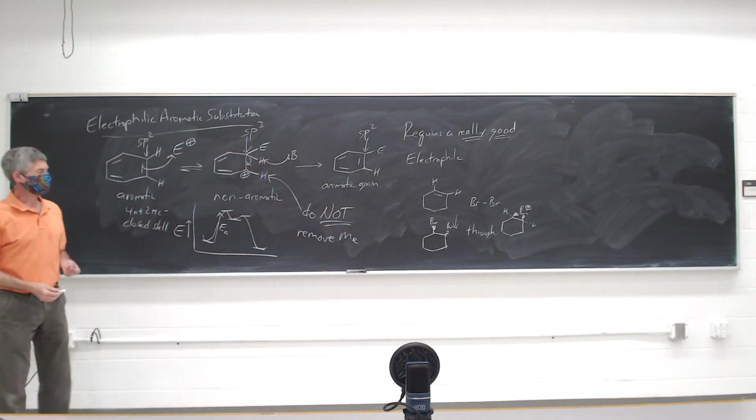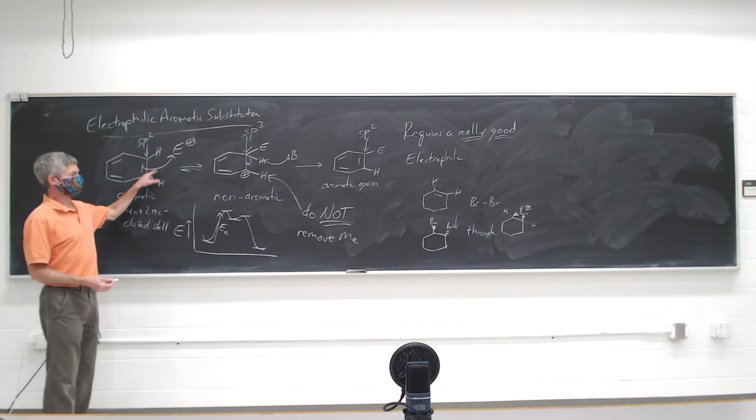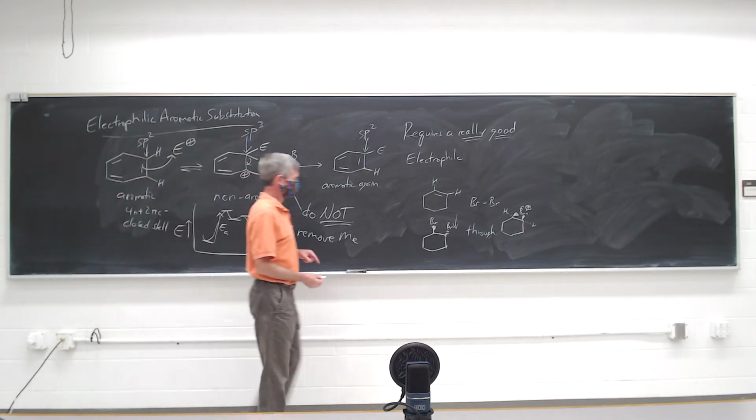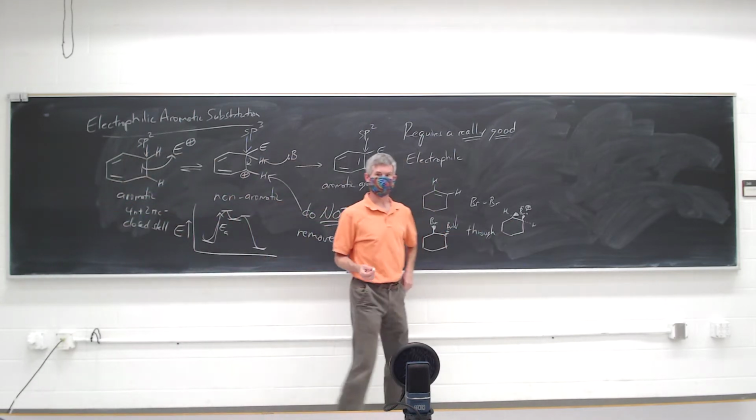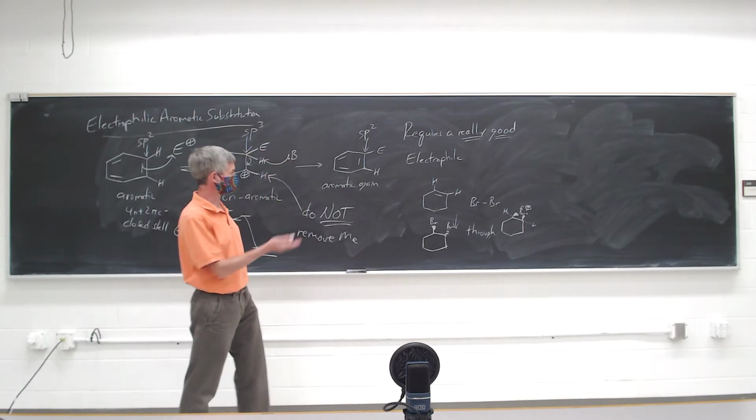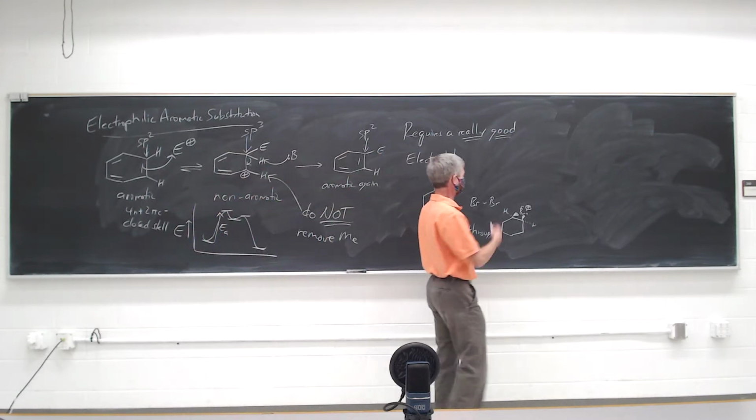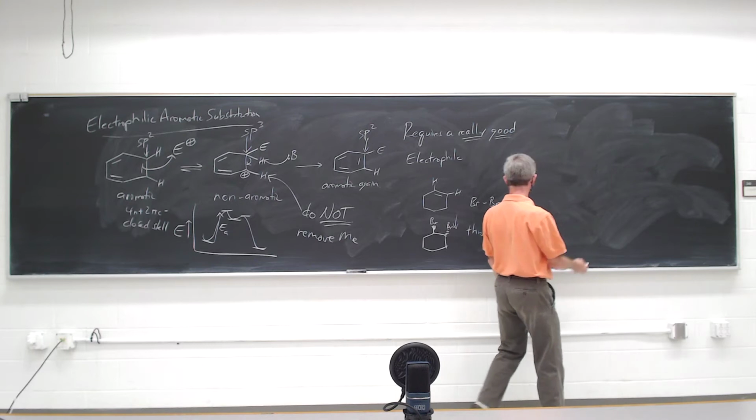But bromine is just not a good enough electrophile to break the aromaticity. This bromonium ion would break the aromaticity. You have two sp3 hybridized carbons, and this is not a good enough electrophile. So how can we improve the electrophilicity of bromine?